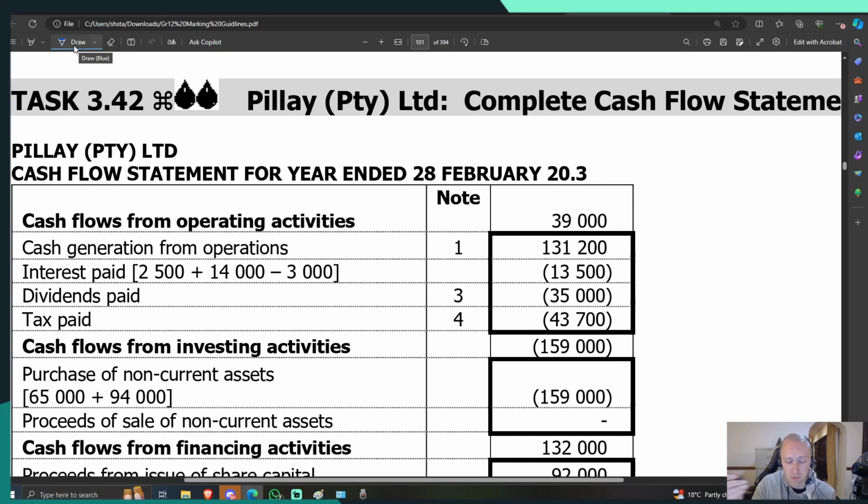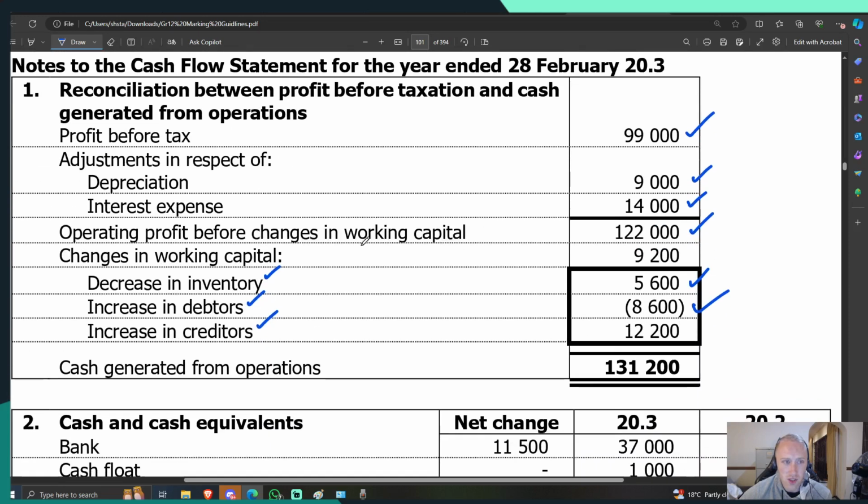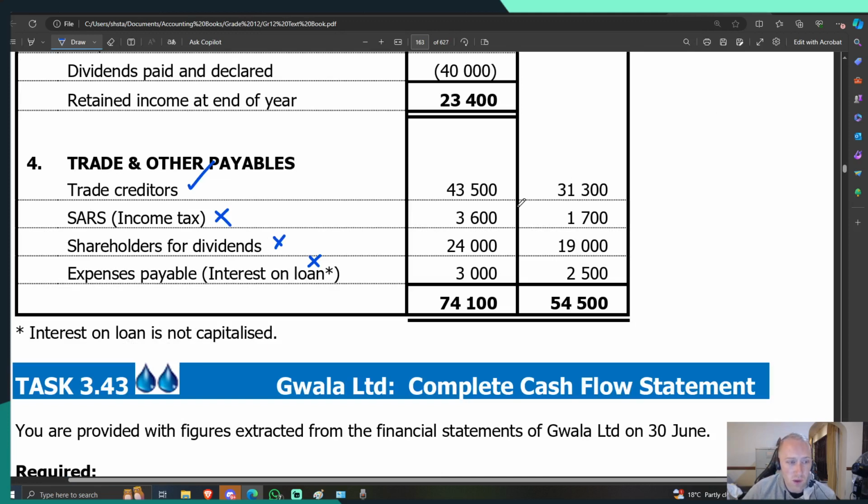That will throw off the accuracy of our cash flow statement. So we're not going to do it twice. We will do it later. So we'll do it here and here and here. So in this part, the reconciliation note, when we're doing our changes in working capital, and we're looking at our trade and other payables, we will not include income tax things, or dividends things, or interest on loan things. So what's left here in these trade and other payables? There's only trade creditors.